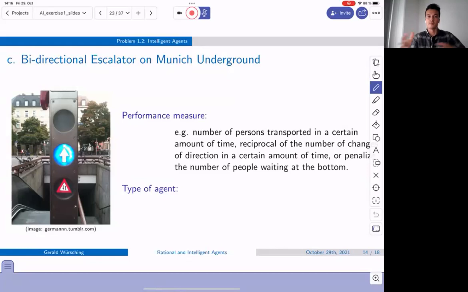So if there's a jam of people somewhere inside the underground station, then that would also penalize it. So the type of agents, I would just, for time reasons, do it quickly here.